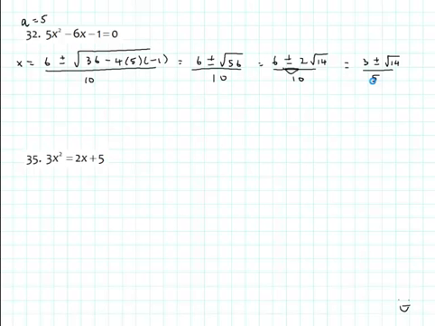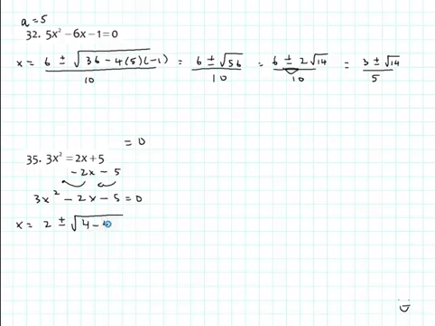Number 35 is a little different because we do not have it already equal to 0. We'll need to do that. So we'll need to subtract 2x over here, and we'll need to subtract 5 over there also. So the problem that we're going to have to work with is 3x squared minus 2x minus 5 equal to 0. A is a 3 this time. X is equal to a negative b, which would be a positive 2, plus minus the square root. Your b squared, 4, minus 4 times the a times the c. All of that over 2 times the a, which would be 6.